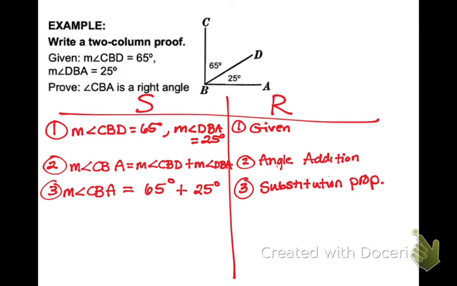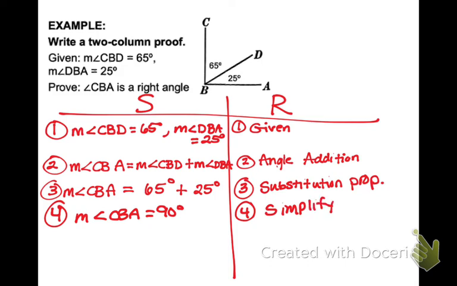What's next? Addition. Well, not addition, because addition would be both sides. So what do we call it when we just combine, simplify? Good, yeah. By adding them together. I knew where you were going with that. CBA is equal to 90 degrees. Simplify. So if CBA is 90 degrees, then is it a right angle?